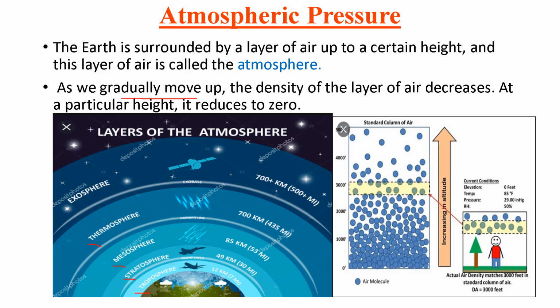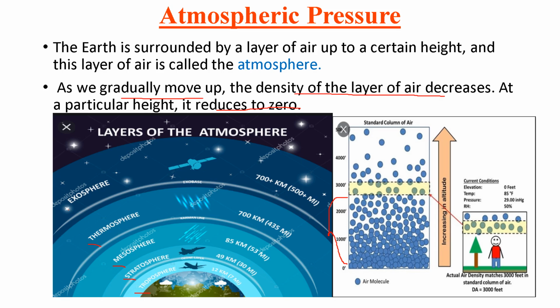As we gradually move up, the density of the air layers decreases. It means that in the troposphere the molecules of air are maximum, and in the stratosphere it is less than the troposphere. As we move higher to the mesosphere, thermosphere and exosphere, the number of air molecules continuously reduces, and at a particular height it reduces completely to zero. In the second figure we can see that most of the molecules are present up to 300 feet. Above that the number of molecules is quite less. So this was about the distribution of air molecules in our atmosphere.